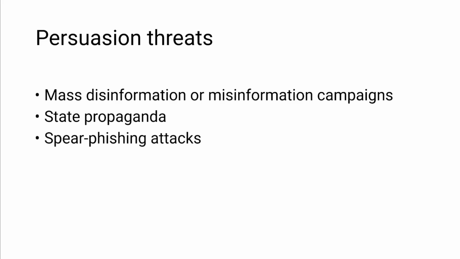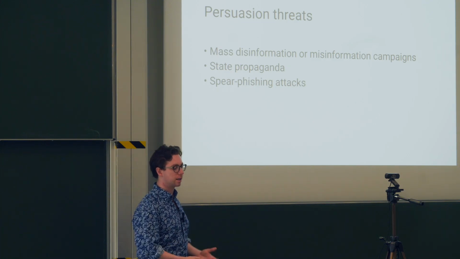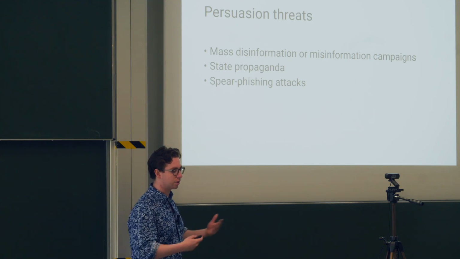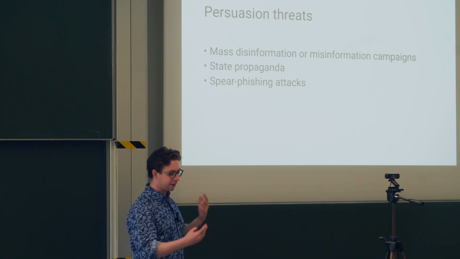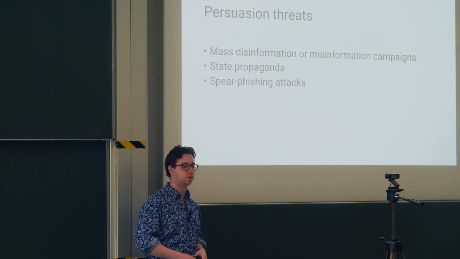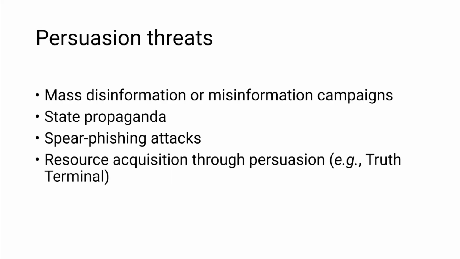Finally, on the smaller scale, we have spear phishing attacks. If you're able to convince people to do actions that aren't in their best interest by lying to them and constructing very plausible lies, then you can, for example, convince them to run insecure code or give you password login information, and generally conduct these kinds of spear phishing attacks. And finally, just general resource acquisition through persuasion.